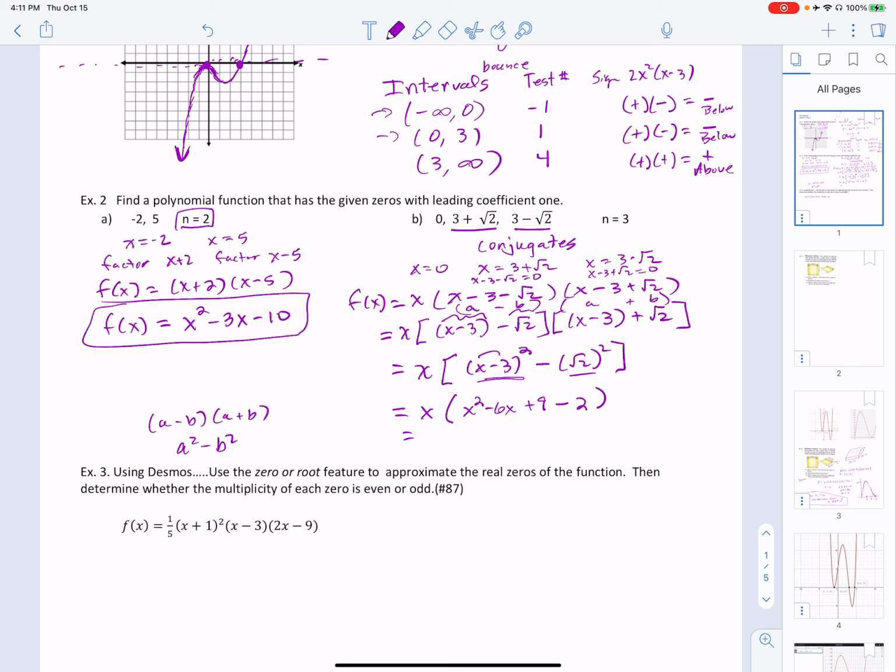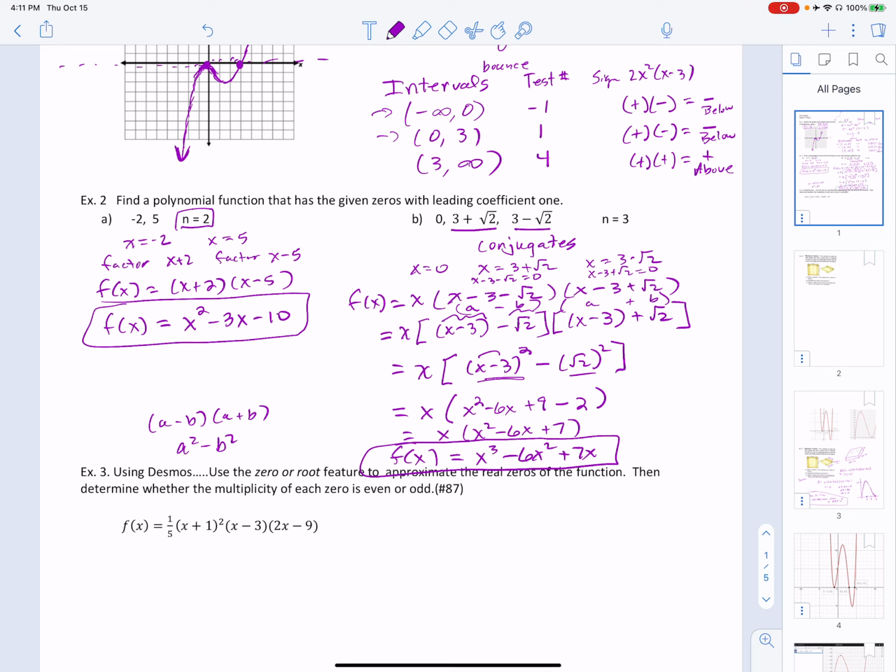So now I have x times x squared minus 6x plus 7, and finally, as I distribute that, I have an x cubed minus 6x squared plus 7x. And there is my function.